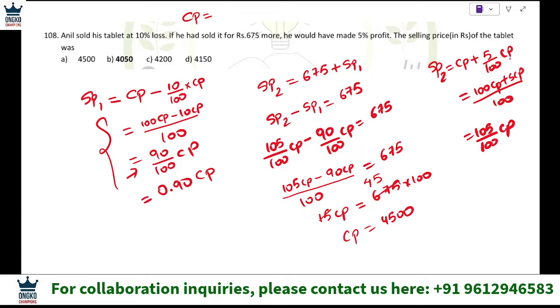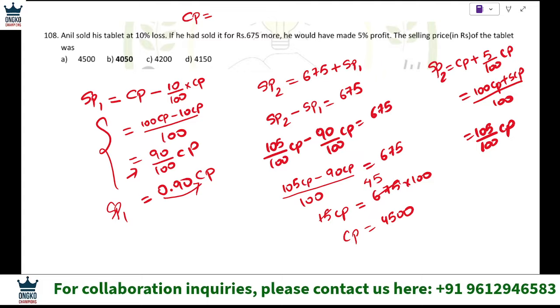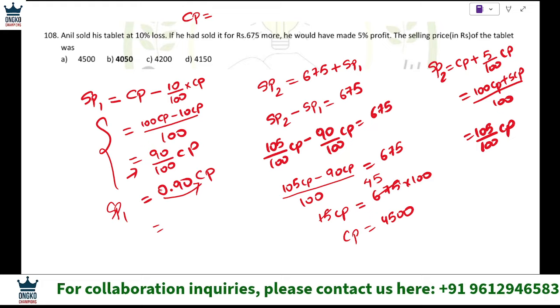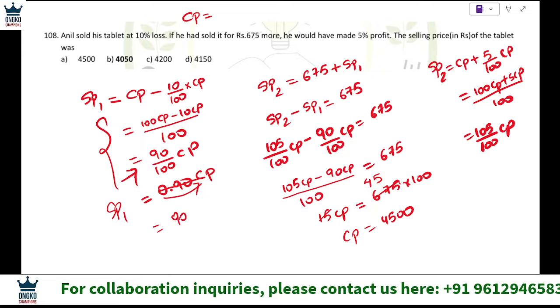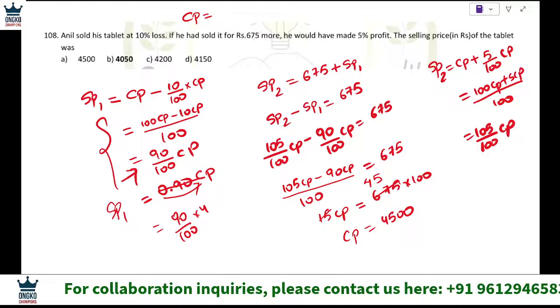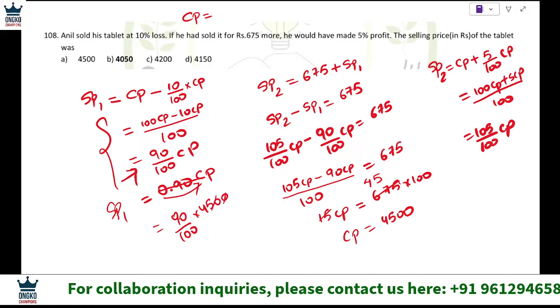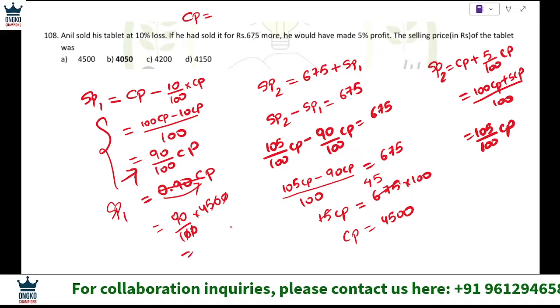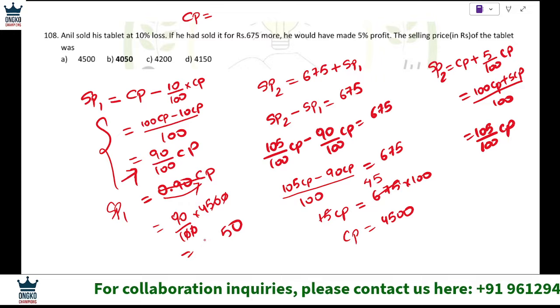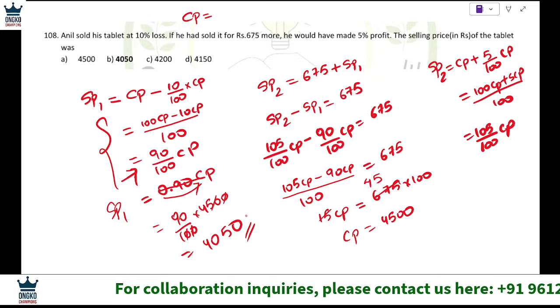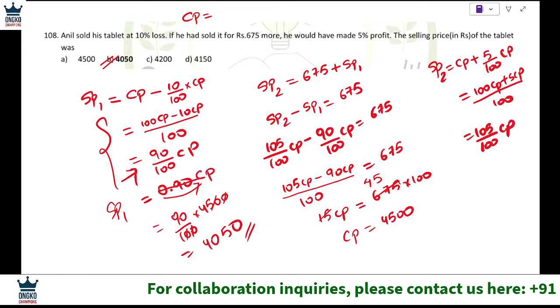The question is about the selling price of the tablet. That means the selling price of the tablet is 90% of the cost price, right? So 90 by 100 into the cost price, which is 4500. The 20 will be cancelled, so 9 times 5 is 45, and 9 times 4 is 36, plus 4 will give us 40. So 4050 rupees, that's the answer.